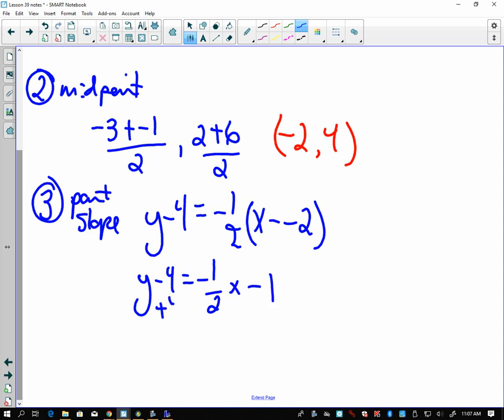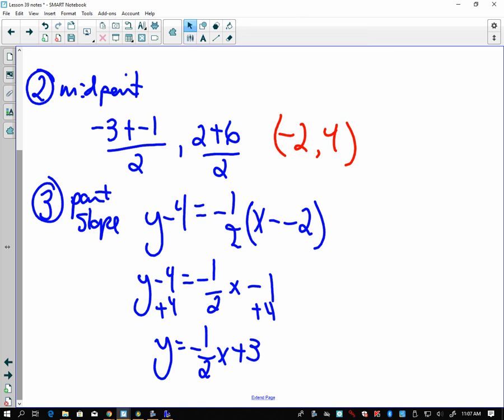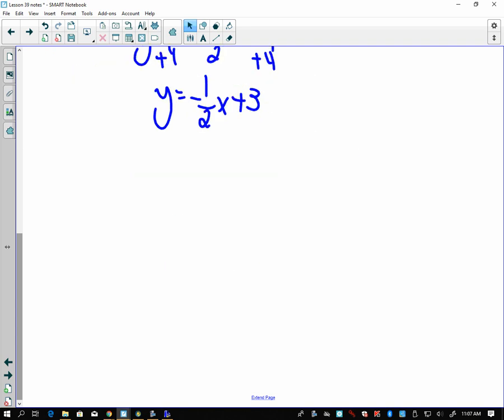-1 plus 4. y equals -1/2 x plus 3. Okay, so that's the equation in slope-intercept form. y equals -1/2 x plus 3. Double intercept form is a little different. In double intercept form, we want x and y on the same side. So that would give me 1/2 x plus y equals 3, right?